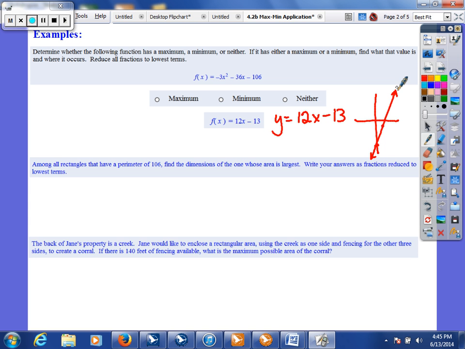The question is where's the very top of this line? The arrow sort of implies it goes on forever. So it doesn't have a max, and the arrow implies it goes on down here forever. So in other words, this line neither has a max or a min. So in this case, if I got that problem on the exam or on the assignment, I would click neither, because it neither has a max or min. It needs to be a parabola, a quadratic, in order to have a max or min.